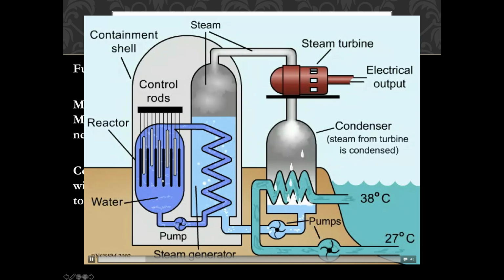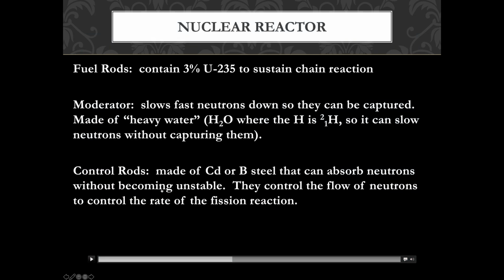If you want the reaction to go faster, you raise the control rods. If you want to slow it down, you lower the control rods. And if you want to stop the nuclear reaction entirely, you just drop the control rods all the way down, because the water acts as the moderator. I'm going to start this over again.